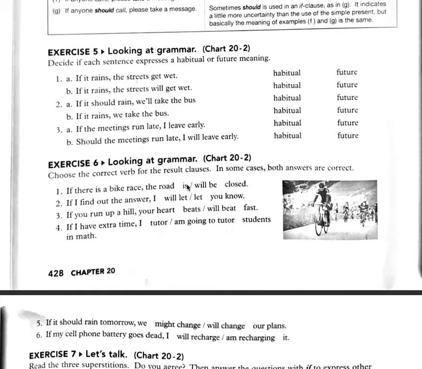In this particular case, both. Present and future. If there is a bike race, the road is closed. That's habitual. If there is a bike race, the road will be closed. That's future.